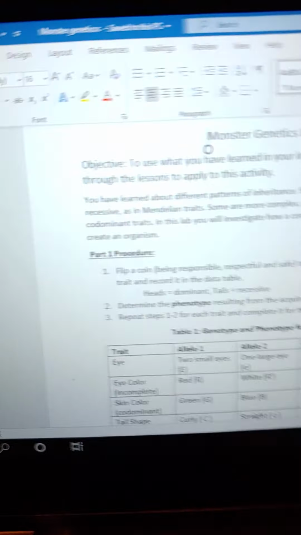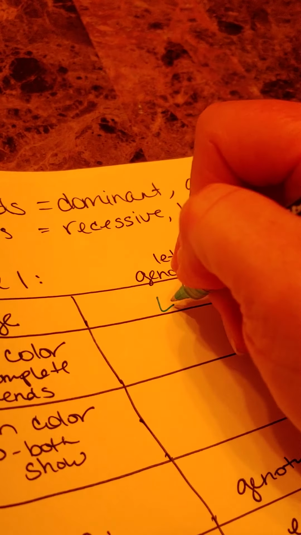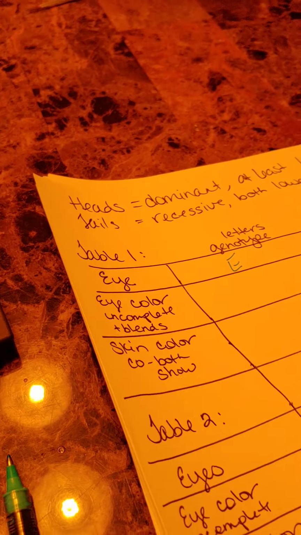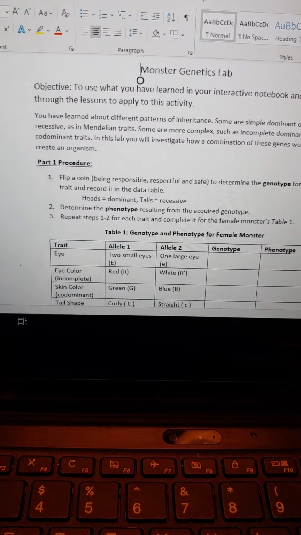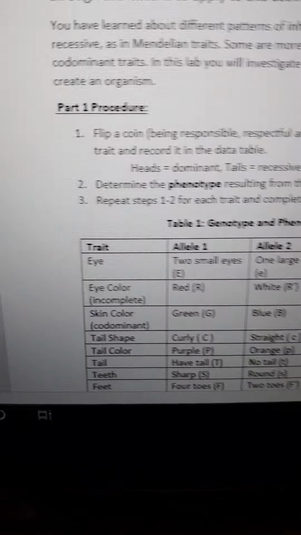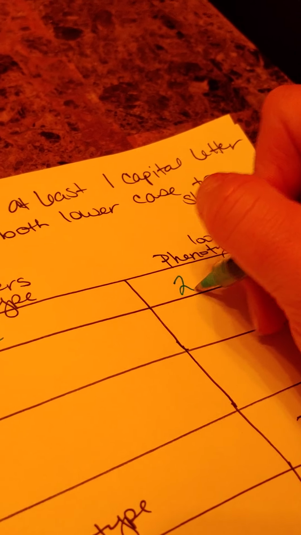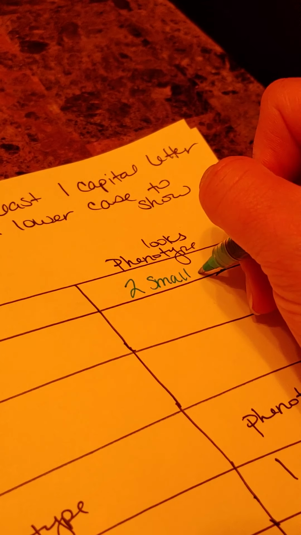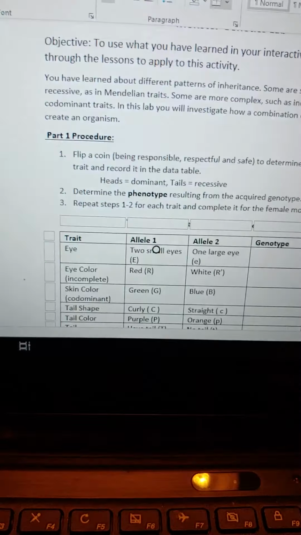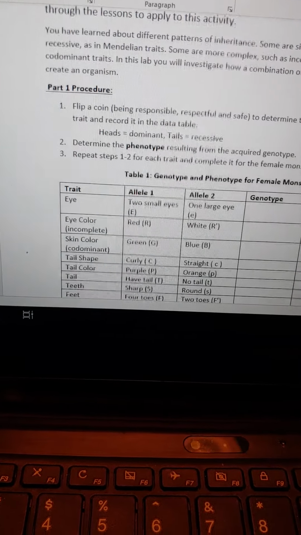I've got heads, so if you look on the table, heads is capital, so I need a capital E. Flip again. Heads again. So again, flipping for each parent, it's another capital E. When you look at your genotypes for your phenotype, since both are capital, you have two small i's. Hopefully that makes sense.